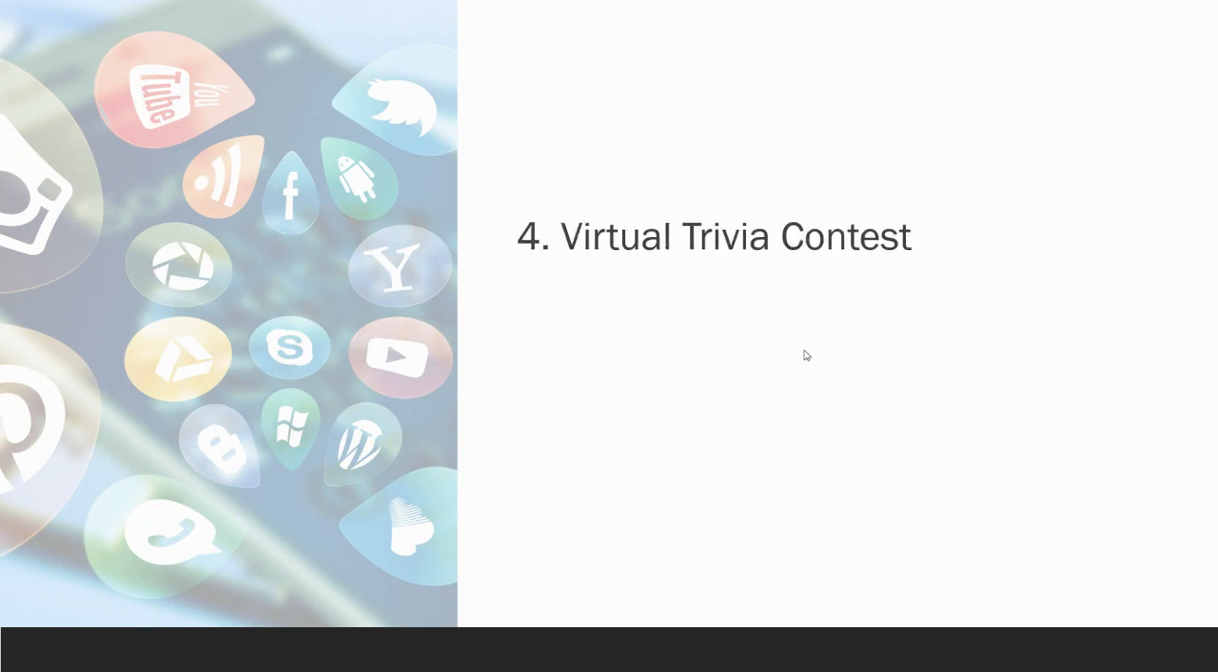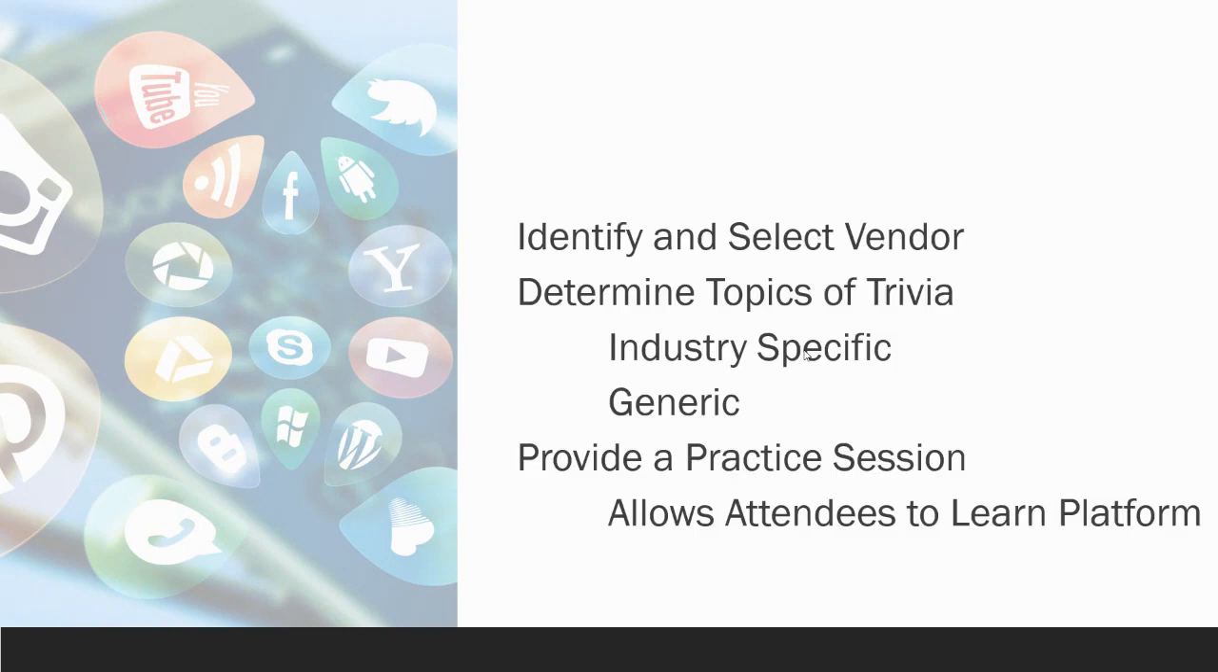Virtual trivia contests are really fun. You can identify and select a vendor. They handle all the back end for you. You can determine the topics of the trivia. Industry specific means that you're going to have to give the vendor the questions and answers, or you could just do generic ones: history, geography, interests. And I highly recommend that you do a practice session for the first question, because this will allow the attendees to learn the platform.